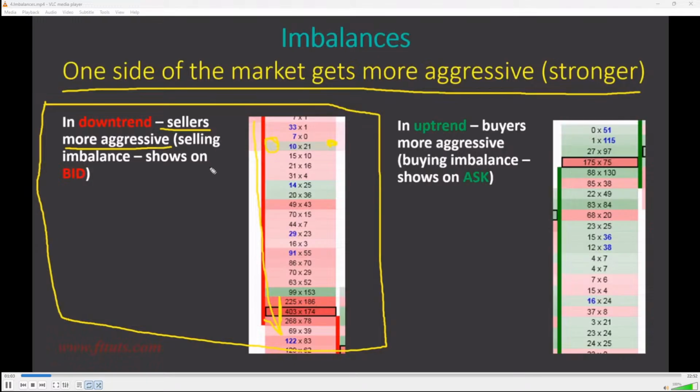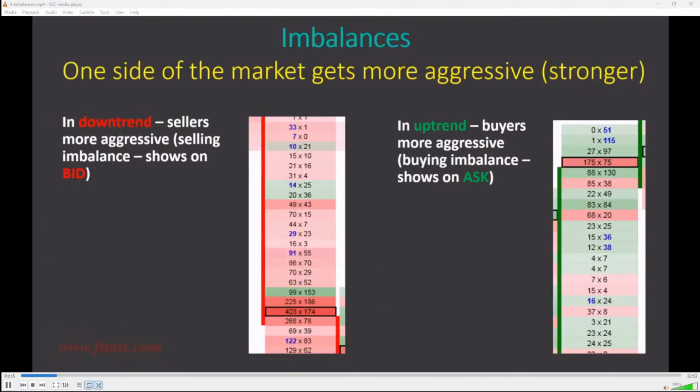Now, selling imbalances show on bid. They show in here. This is bid, and this is where the selling imbalances show. Now, the software marks them in blue. So this is selling imbalance in here, in here. Also in here, there is selling imbalance. In here, and also in here. Those are selling imbalances. Now, those blue numbers mark that sellers were way more aggressive at those price levels than the buyers.